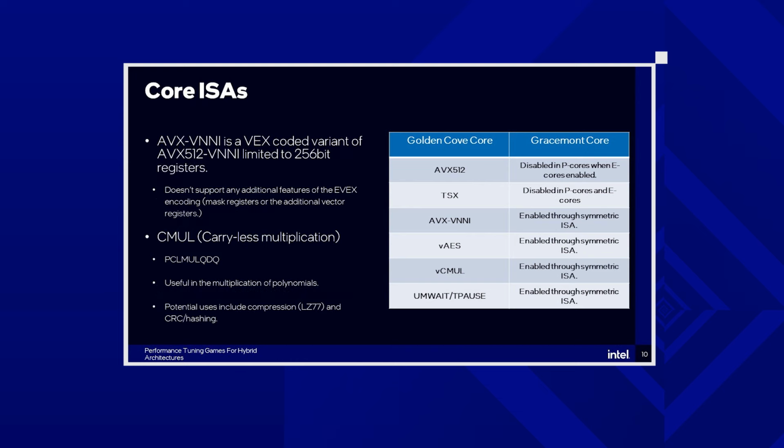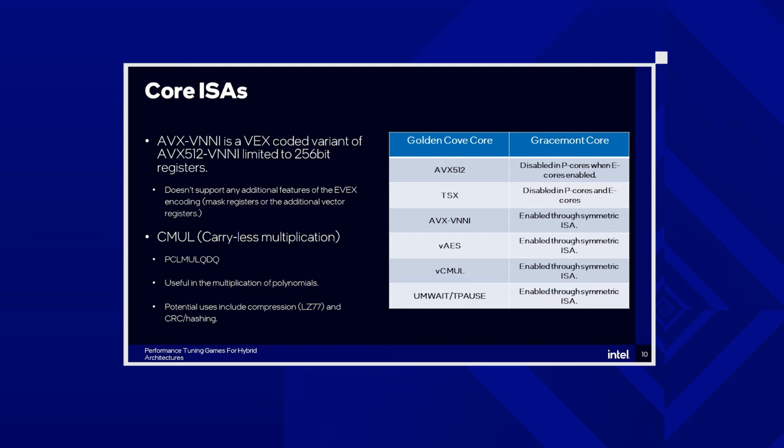AVX VNNI is a VEX encoded variant of AVX 512 VNNI that's limited to 256-bit registers. This is a new instruction set for this platform. It doesn't support any of the additional features of EVEX encoding, so no mask registers or the additional vector registers that are available in AVX 512. We've also introduced carryless multiplication with this platform, PCLMULQDQ.